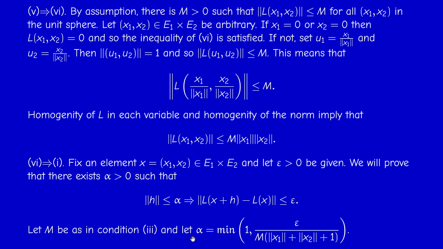So I take alpha to be the minimum, the smaller, between 1 and epsilon over M times the norm of x1 plus the norm of x2 plus 1. M is the constant in condition 3. So M is a constant. So we see here that alpha really depends on x1, x2, so on x. It cannot be chosen uniformly, unlike the linear case of one variable. So I'll prove this condition with this alpha. Now it's very easy.